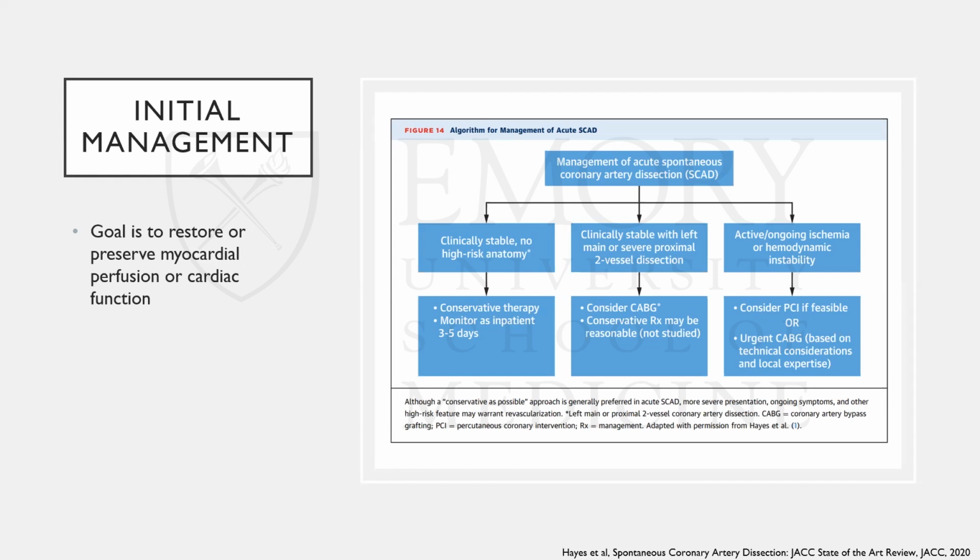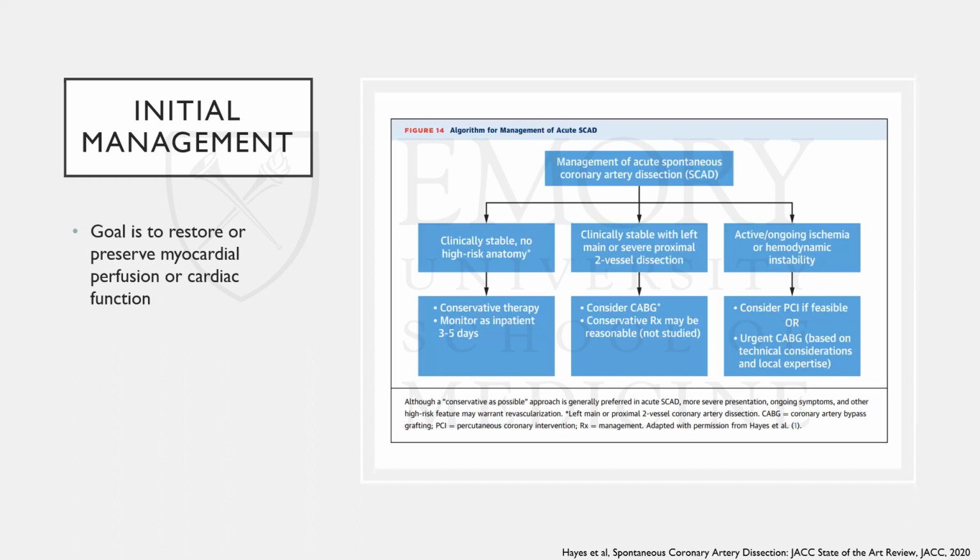In patients who are clinically stable with left main or severe proximal 2-vessel dissection, the recommendation is to consider a CABG and to state that conservative treatment may be reasonable. I think this is where the controversy lies, or the lack of evidence really doesn't sway one way or the other. There should be more data in the future, but for now, this leaves the option up to the clinician in patients who are clinically stable but have anatomical high-risk vessels.